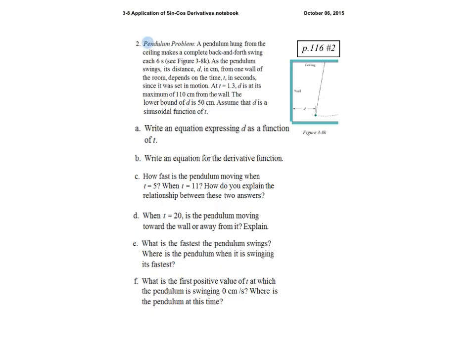So let's do another problem. A pendulum hung from the ceiling makes a complete back and forth swing each 6 seconds. As the pendulum swings, its distance d in centimeters from the wall of the room depends on the time t seconds. Since it was set in motion at time 1.3 seconds, d is at its maximum of 110 centimeters from the wall. The lower bound of d is 50 centimeters. Assume that d is a sinusoidal function of t. Alright, so let's do this.